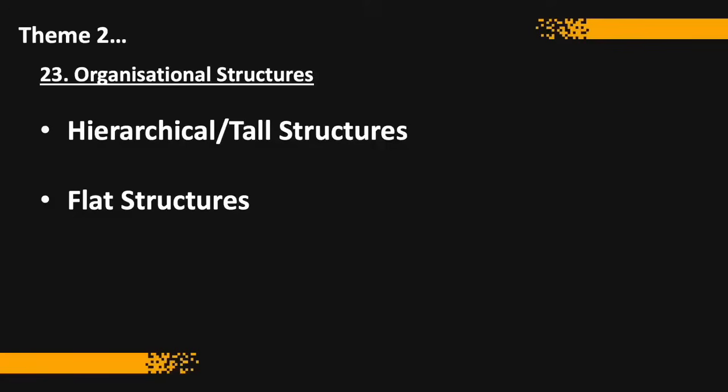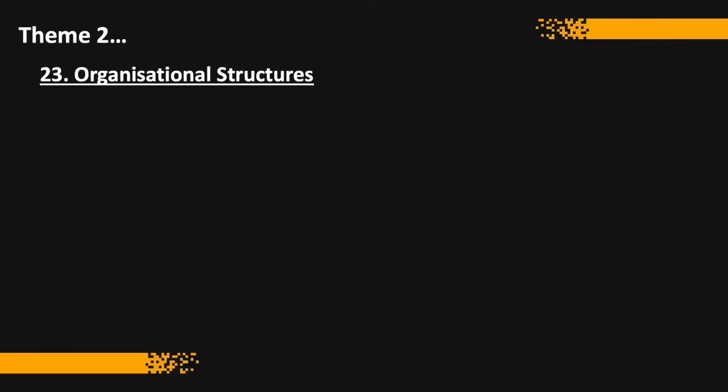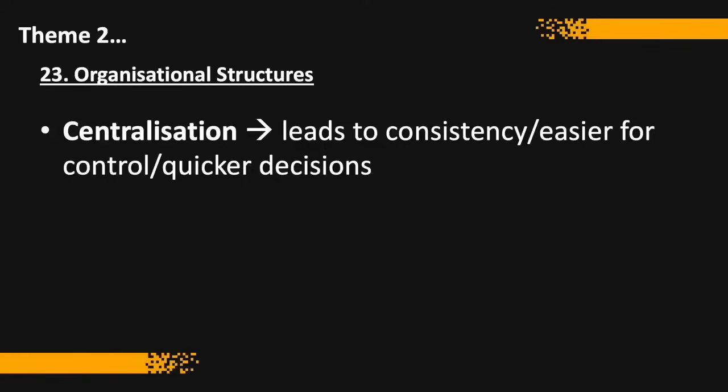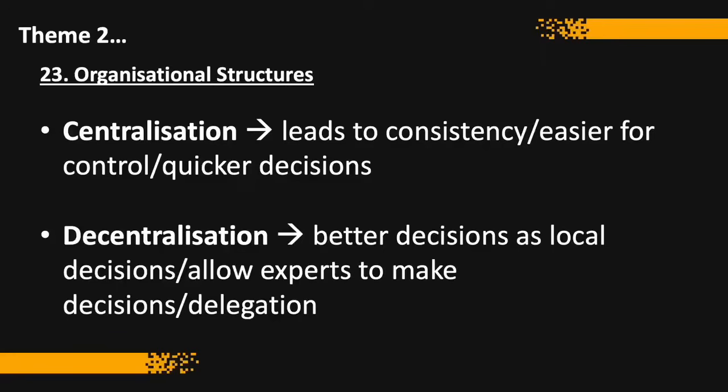for staff retention. Next thing to think about in organisational structures is centralisation, which leads to consistency. It's easier for control and it's quicker decision making. Always with centralisation, there's lots of C's there: centralisation, consistency, control. And then there's lots of D's when you think about decentralisation.